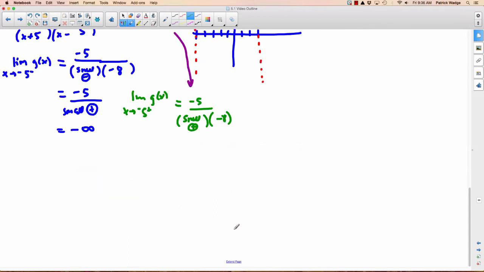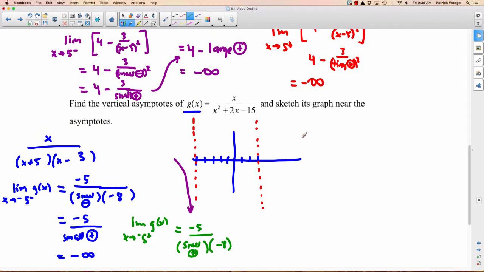Okay, let's see if we can skip a step here. We have negative, positive, and negative, so we're going to end up with a positive. And this tiny, tiny number times negative 8 is still going to be very, very small. And negative 5 divided by this very, very small number is going to become very, very big. We're going to end up with positive infinity. So this time, as we approach -5 from the right-hand side, our graph is going to approach positive infinity like this.